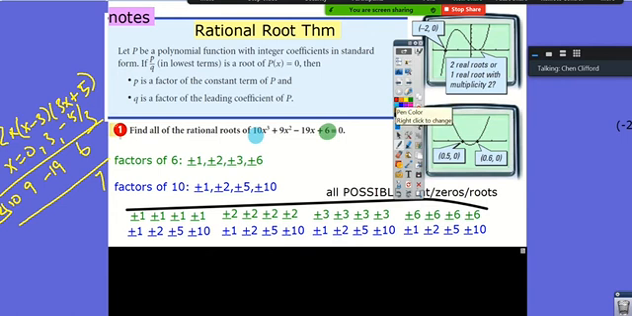I'm going to shoot some laser beams. Pew pew there, pew pew there, pew pew there, pew pew there. 4 laser beams. Boom. And that's how I got that: 1 over 1, 1 over 2, 1 over 5, 1 over 10. And that's how I got these right here.